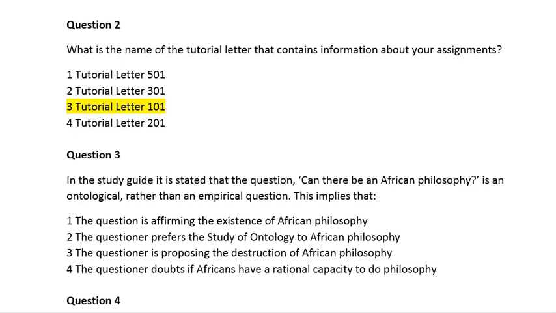Question number 3. In the study guide, it is stated that the question, can there be an African philosophy, is an ontological rather than an empirical question. This implies that, number 1, the question is affirming the existence of African philosophy. Number 2, the questionnaire prefers the study of ontology to African philosophy. Number 3, the questionnaire is proposing the destruction of African philosophy. Number 4, the questionnaire doubts if Africans have a rational capacity to do philosophy. So guys, here the correct answer is number 4, which is the questionnaire doubts if Africans have a rational capacity to do philosophy.